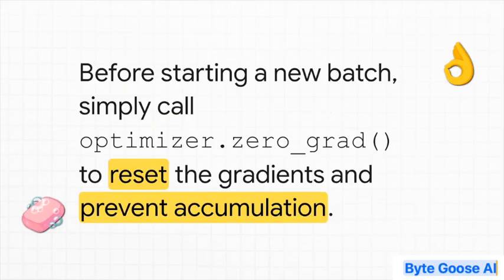So how do we fix this? Thankfully, it's super simple. All we have to do is tell the optimizer to wipe the slate clean before we calculate the new gradients. And there's a function for that: optimizer.zero_grad. You just call that at the start of every loop and you're good to go. A fresh start for every single batch.